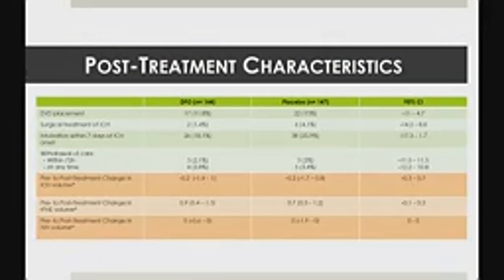These are the post-treatment characteristics where you look at who got surgery, who got an EVD, who was intubated. We didn't really see a big difference between the groups. And when you look at the effect of treatment on hematoma expansion, edema expansion, changes in intraventricular hemorrhage volume, we also didn't see much difference.